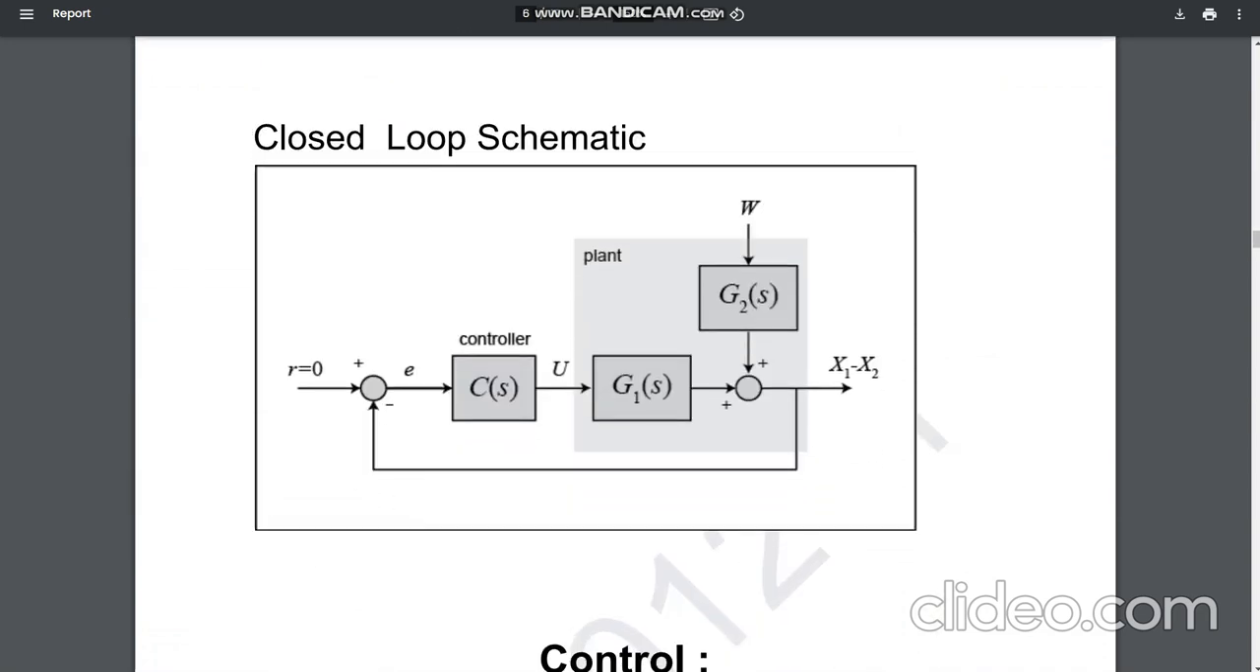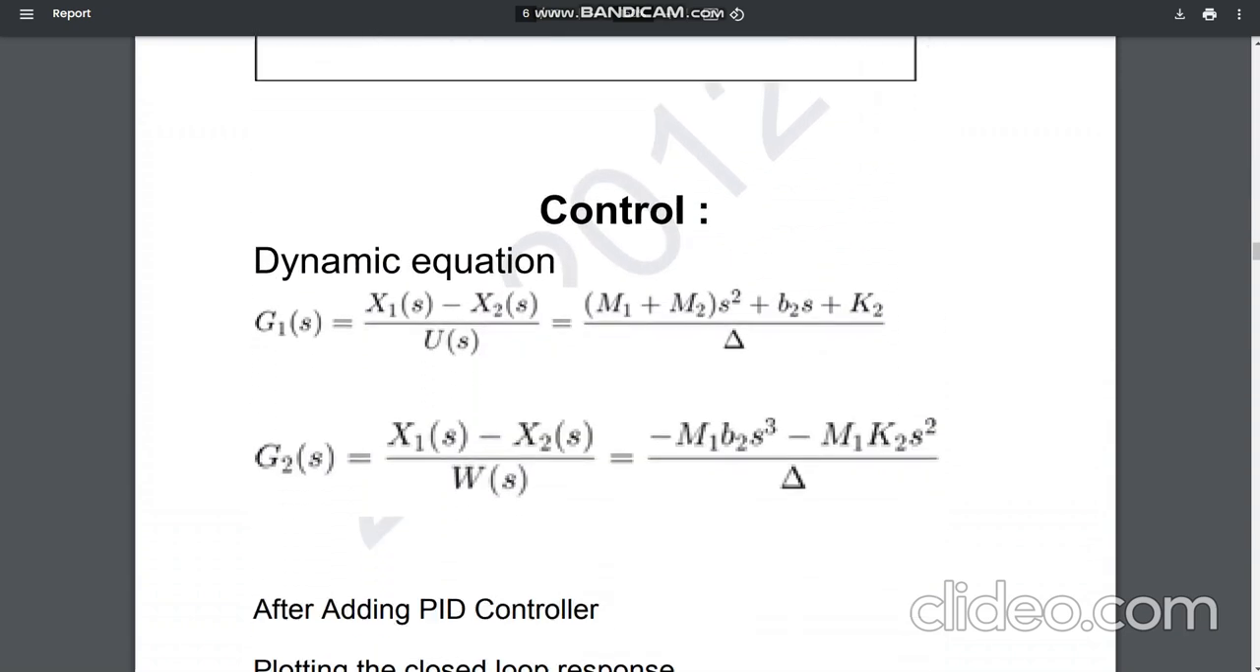The closed loop schematic of the suspension system is seen here, and the output is fed back to the input with a minus. The control dynamic equations of the suspension system are G1(s) and G2(s): x1(s) minus x2(s) over U(s), and x1(s) minus x2(s) over W(s). The difference is U(s) and W(s).